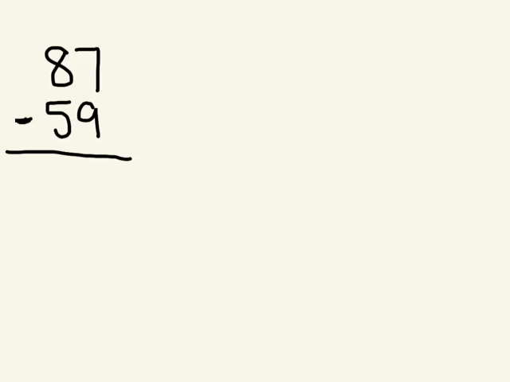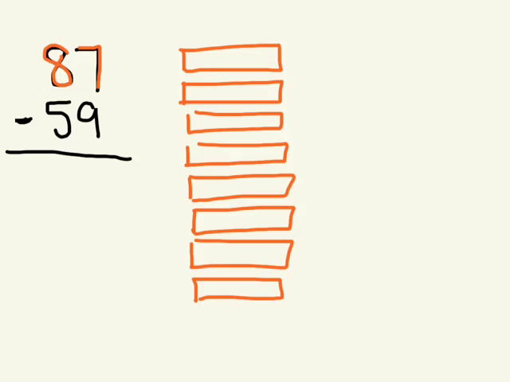Yeah, we're doing 87 take away 59. I'm only going to draw the number 87 because that's what we're starting with. 87 blocks. Yes. How many tens do I have in the number 87? 8 tens. Good. So I'm going to draw 8 tens, okay? So I have 8 tens. This makes 80, right? How many ones do I have? 7. Good. So let's draw 7 ones.